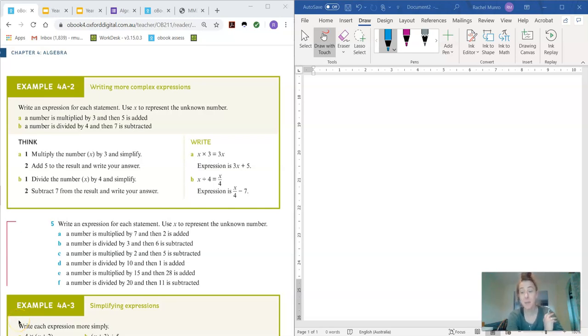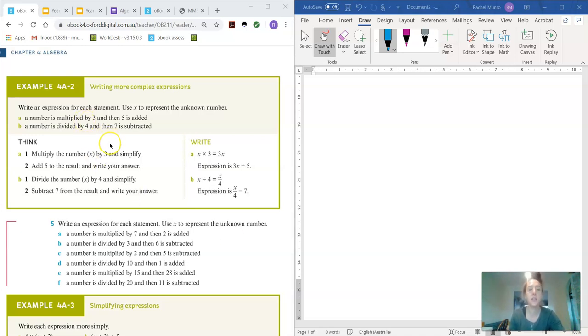Okay, team, we're going to step it up a little bit now. So now we're looking at something a little bit more complex, moving more into two-step expressions. Where before it was sort of one step, so we were looking at 5 more than a number, we're now going to do two things to our unknown value.